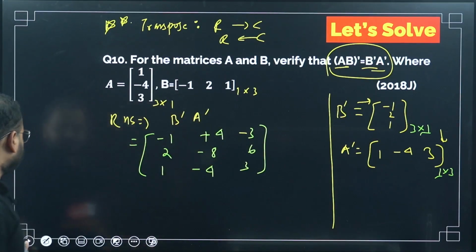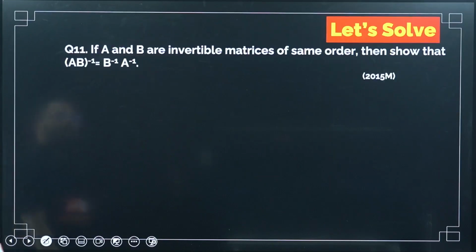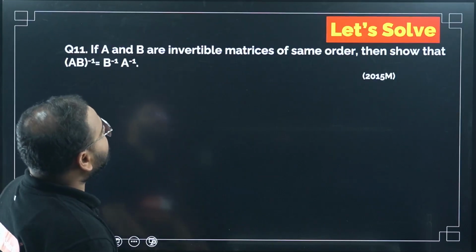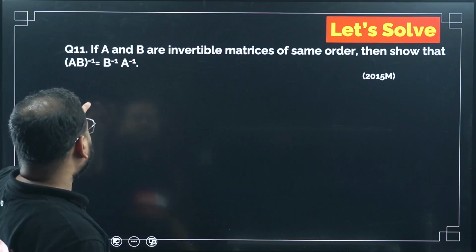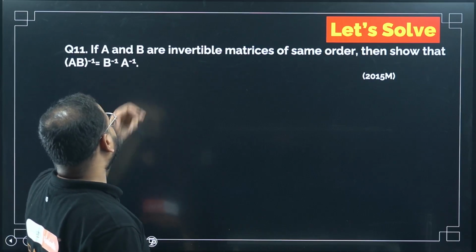Moving on. This is also verifiable. If A and B are invertible matrices of the same order, then (AB) inverse is equal to B inverse A inverse.